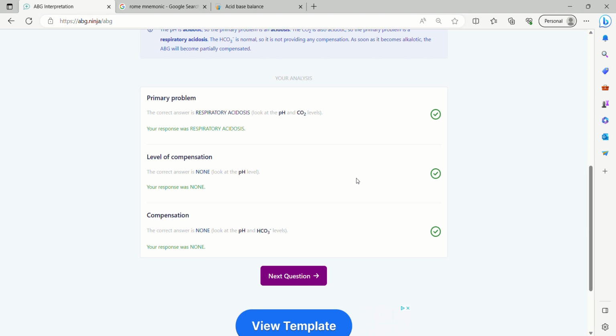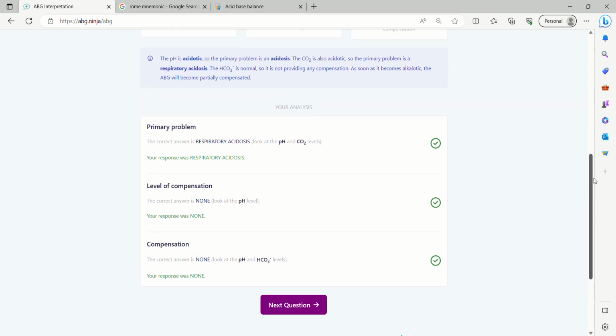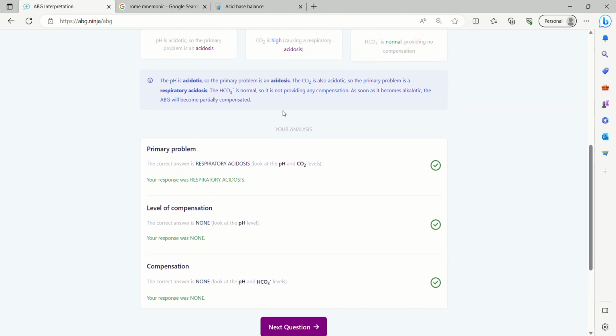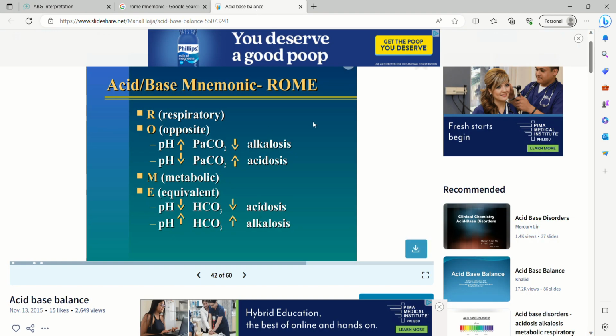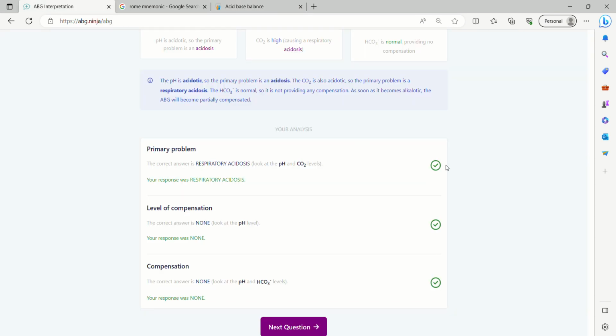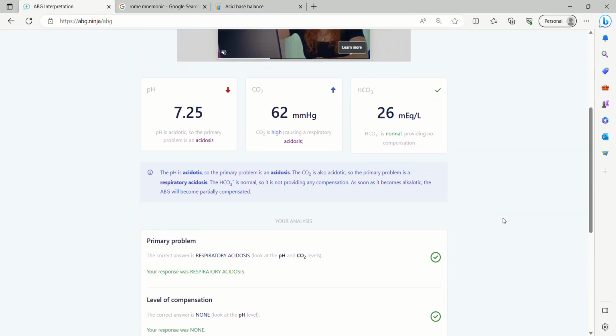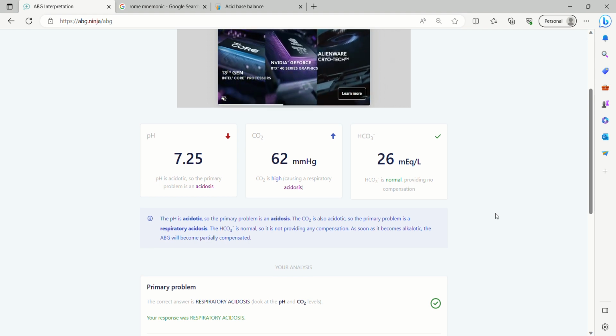I used it when I started with the paramedic program to play around and understand what exactly is happening, why it's happening. ROME acronym, real good to be able to reference. So know your basic numbers, know the ROME acronym, and then, like I said, ABG Ninja, just a site that I started using that was free, super helpful.